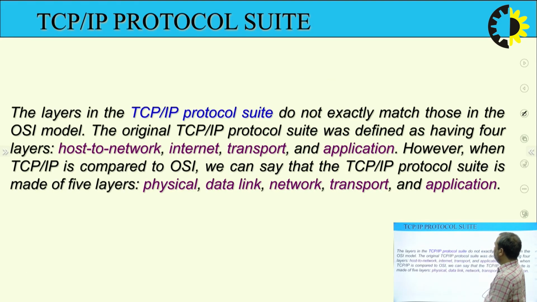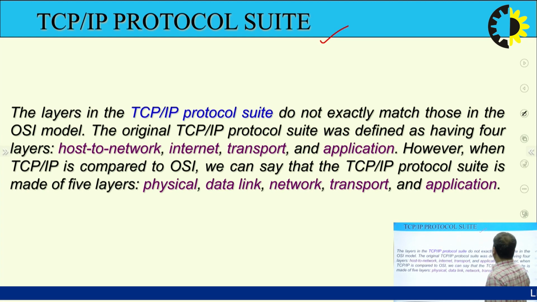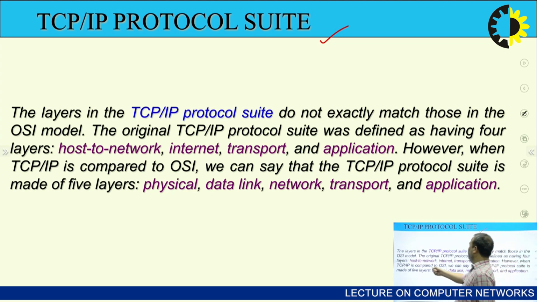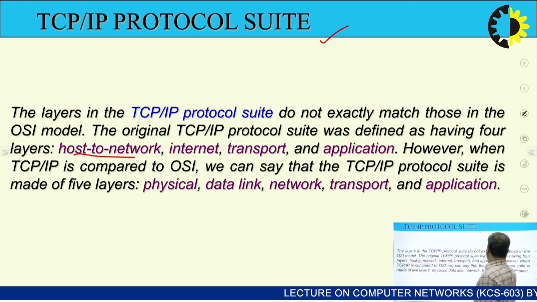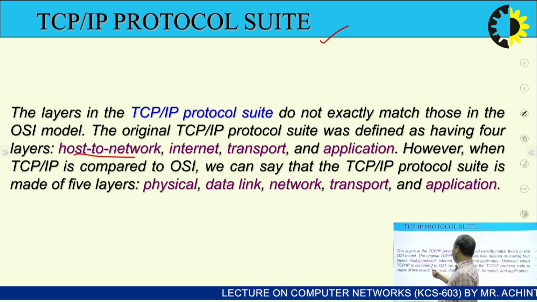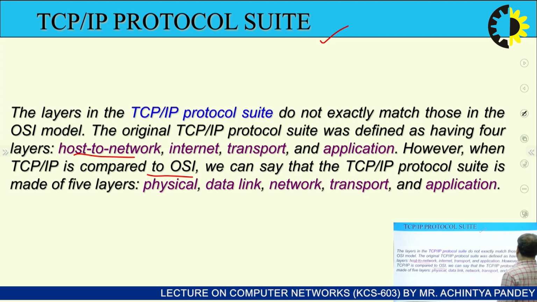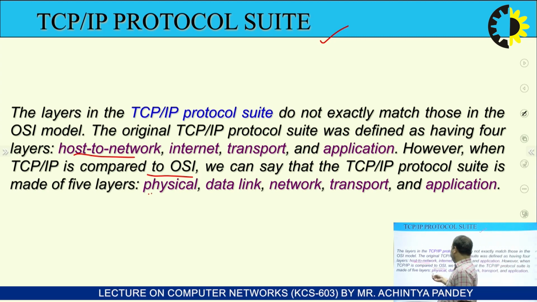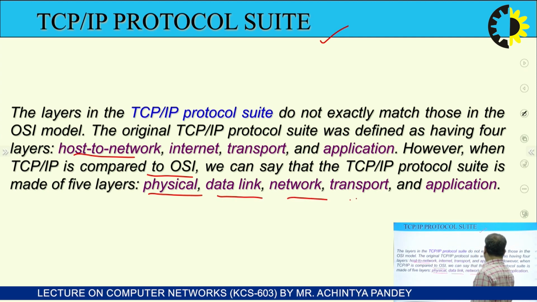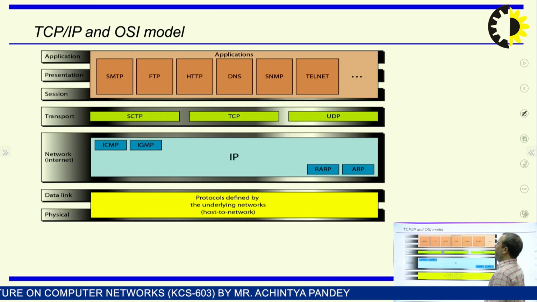Now TCP/IP, this is basically the real one which is adopted. The layers in the TCP/IP protocol suite do not exactly match those in the OSI model. The original TCP/IP protocol suite was defined as having 4 layers: host to network, internet, transport and application. However, when TCP/IP is compared to OSI, we can say that the TCP/IP protocol suite is made of 5 layers: physical, data link, network, transport and application layer. And this is the TCP/IP and OSI model.